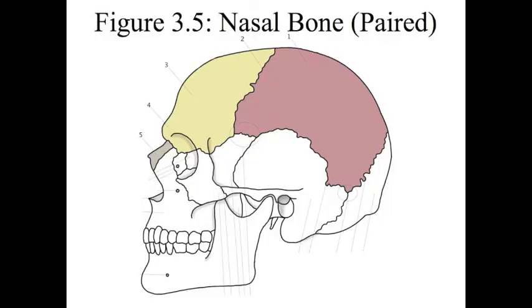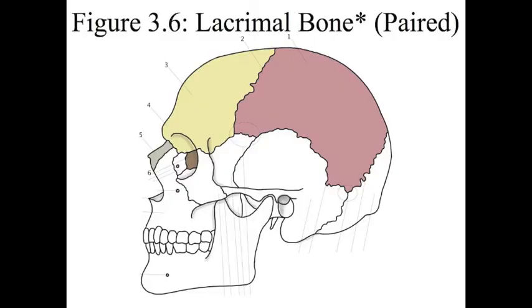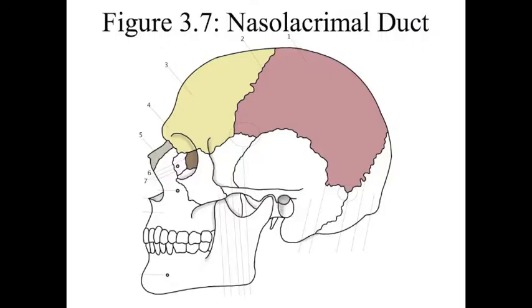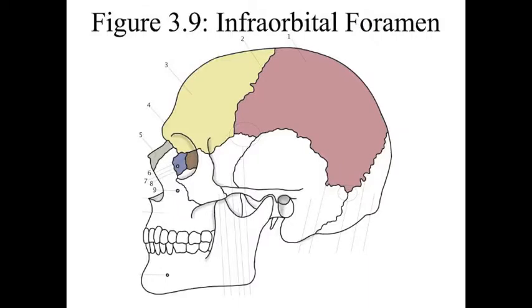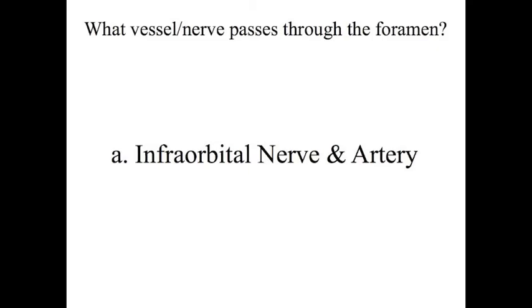Number 5 is the nasal bone, a paired bone of the skull. Number 6 is the lacrimal bone, also a paired bone of the skull. Number 7 is the nasolacrimal duct. This duct goes through the skull and enters into the nasal cavity. That's why every time you cry, it feels like your nose always runs. Number 8 is the ethmoid bone. This is a single bone of the skull. Number 9 is the infraorbital foramen, through which passes the infraorbital nerve and the infraorbital artery.